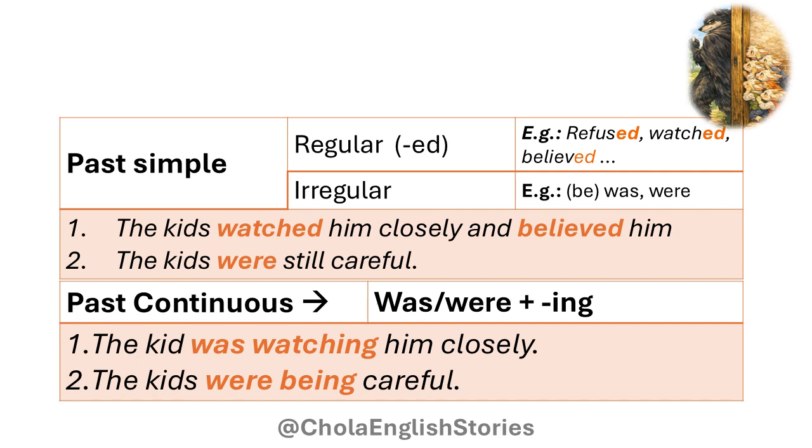For the past continuous, we use was or were plus the ing form of the verb. We have a few examples. The kid was watching him closely. The kids were being careful. But since both of them talk about the past, what's the difference?